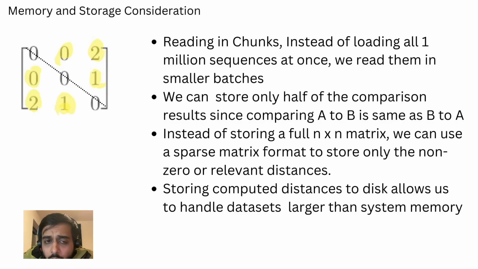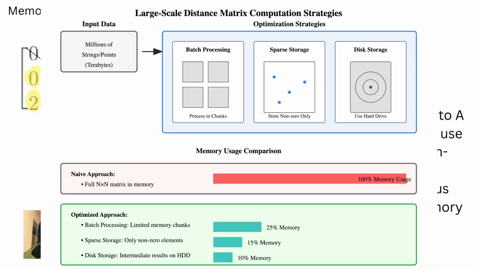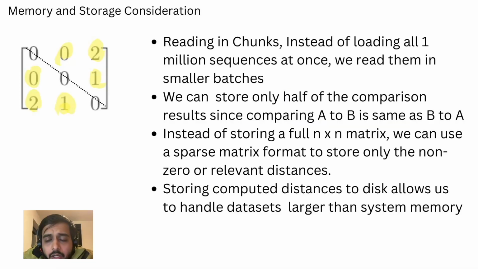When we do batch processing, it prevents overloading the memory. I also mentioned that we can store only half of the comparison results because our matrices, whether it is a distance matrix or similarity matrix, are symmetric. So we would only need to store the upper triangular matrix, which was computed as we saw in the earlier slides.